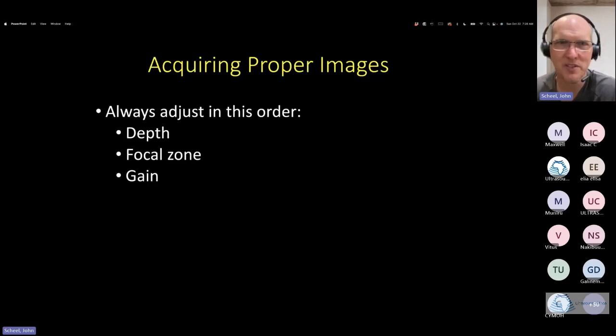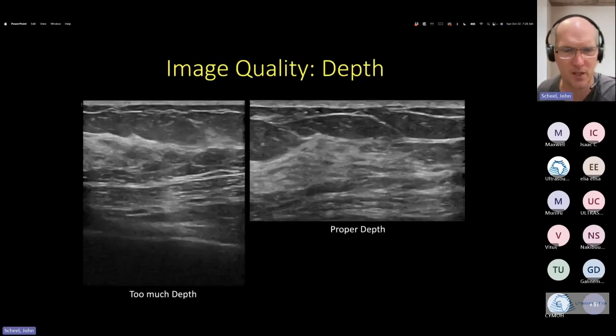Okay, so now that we've positioned, we're holding the transducer correctly. Now we're going to go over how to adjust the settings on the ultrasound machine so that you can acquire beautiful pictures and make interpretations. So depth should be just enough to catch the chest wall so that the person looking at the images knows that you have the entire breast.